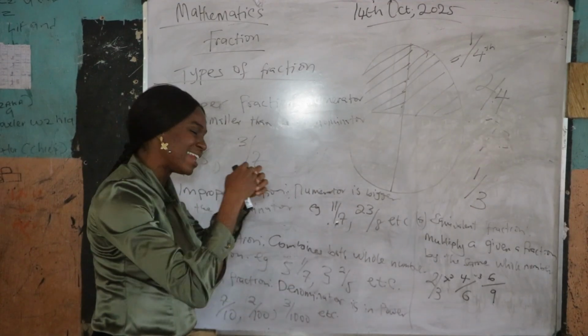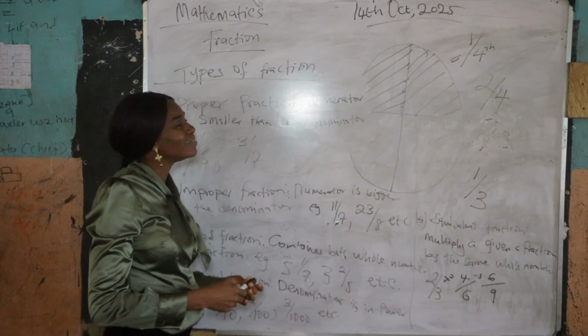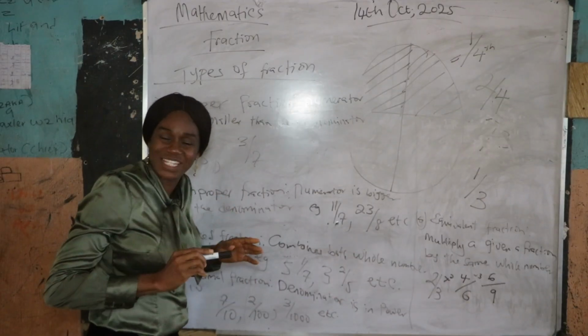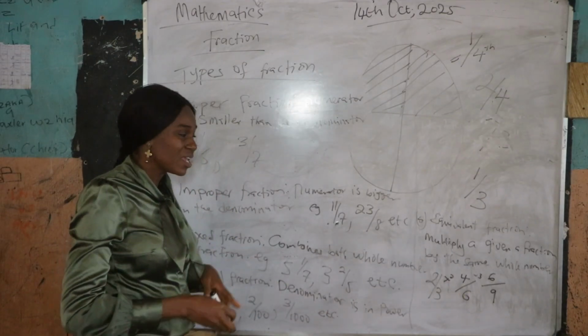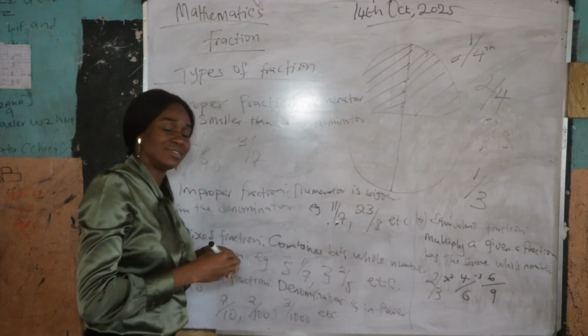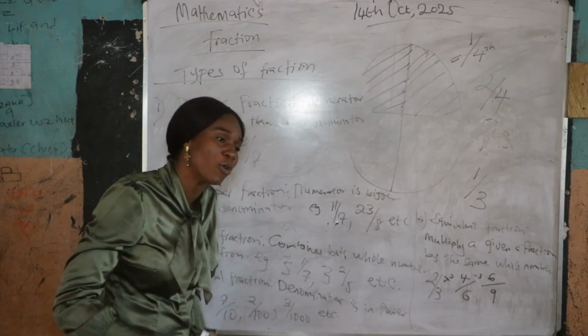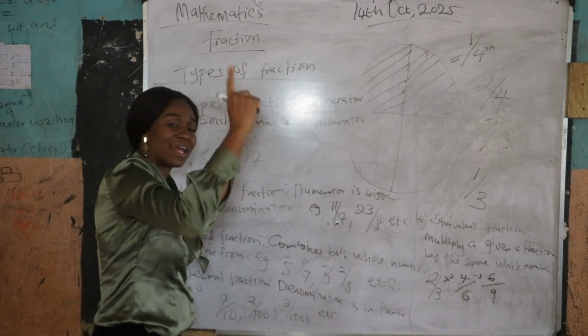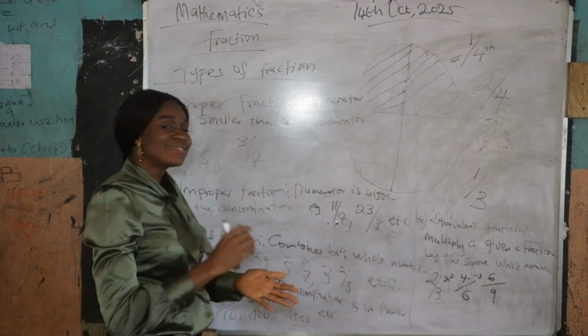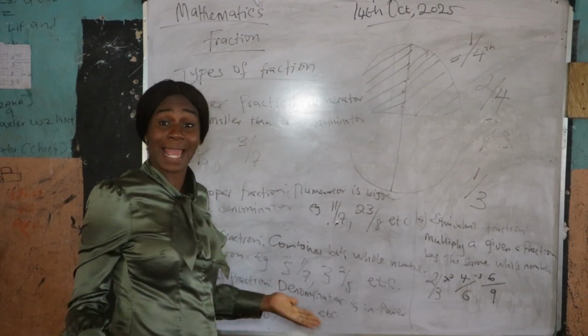An equivalent fraction of any fraction given to you. The bottom line is know how to get equivalent fraction. How do you do that? Multiply the fraction given to you with the same whole number. Multiply both numerator and denominator by the same whole number. You can even multiply by 10.